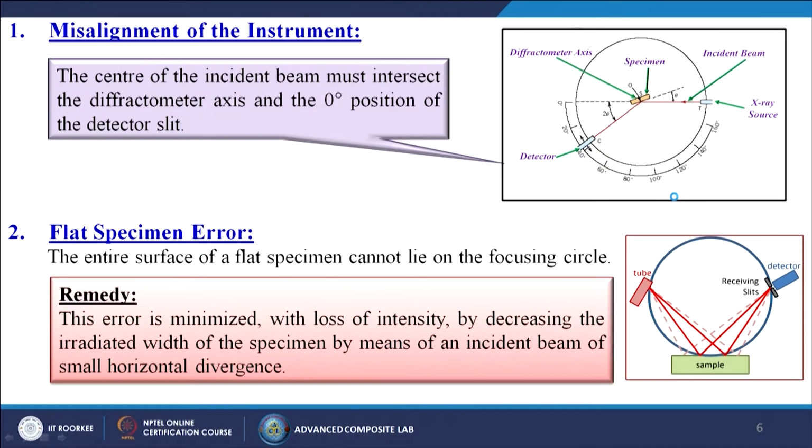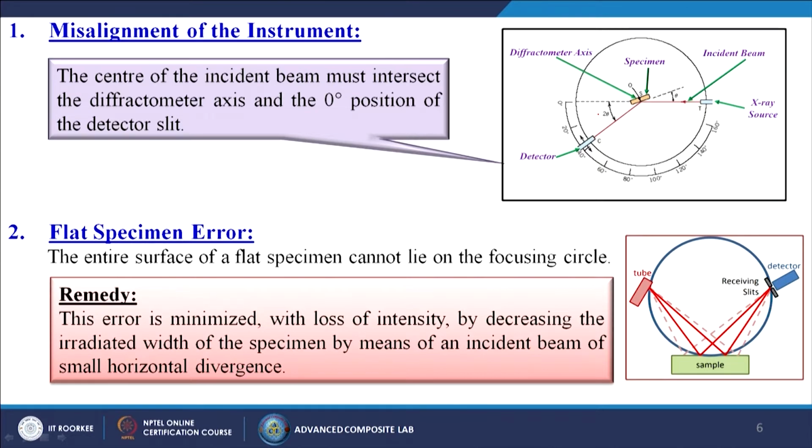First we discuss the misalignment of the instrument. The center of the incident beam must intersect the diffractometer axis and the 0 degree position of the detector slits. Here the X-ray source sends the incident beam onto the specimen, and it should then go directly to the detector through the detector slit. In this case an error may occur.